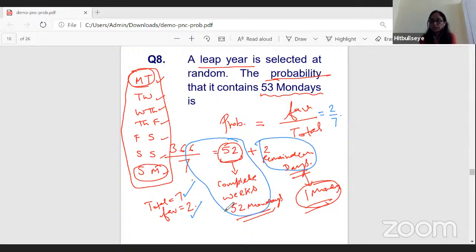So Rahul, Zoya, yes, you have given the correct answer. I hope it's clear to all others also. Saurav, is it clear? Saurav, are you there?